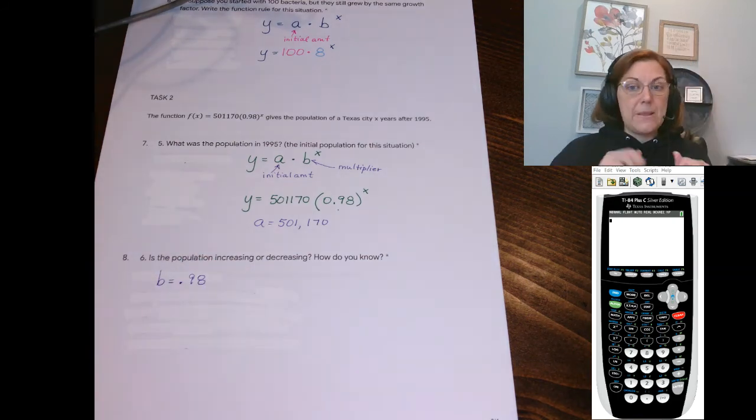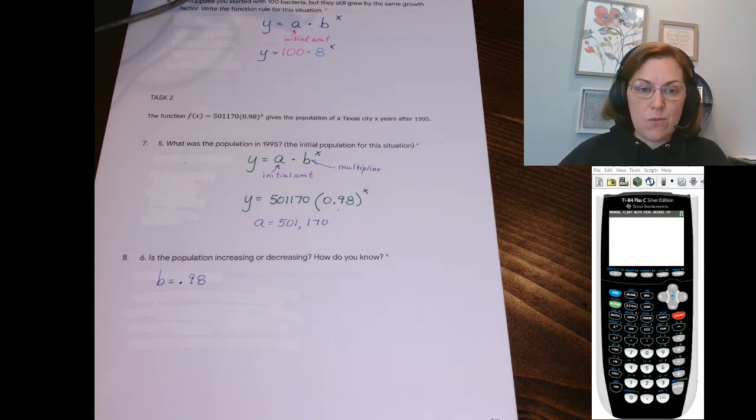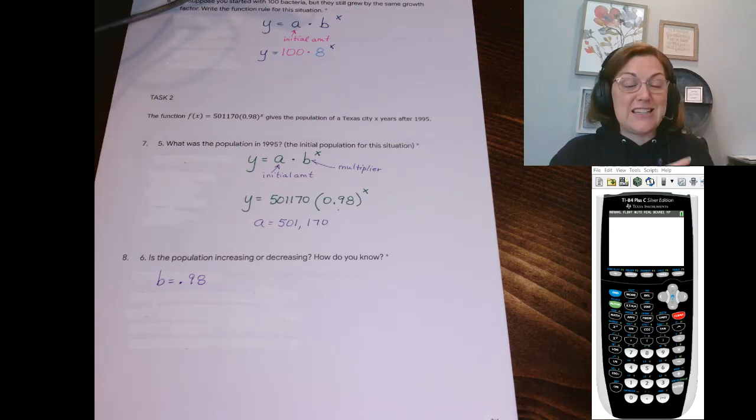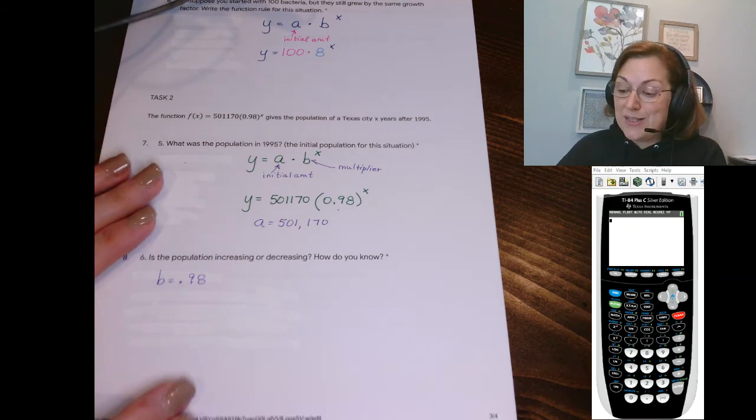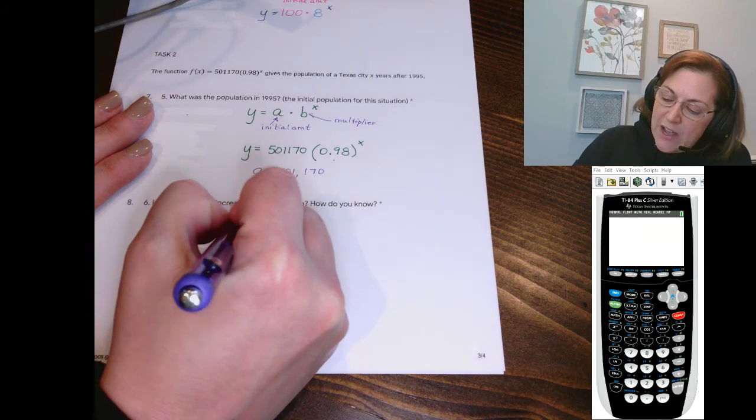Now, b is less than 1. Now, I want you to think of this as less than 100%. So if we're less than 100%, that means our population is getting smaller, because it's not even being multiplied by 100%. So let's see how we can put this together.